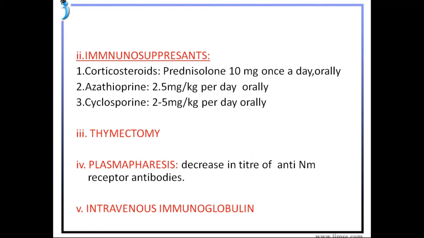What is the other kind of treatment? That is thymectomy. What is thymectomy? That is the removal of the thymus gland.